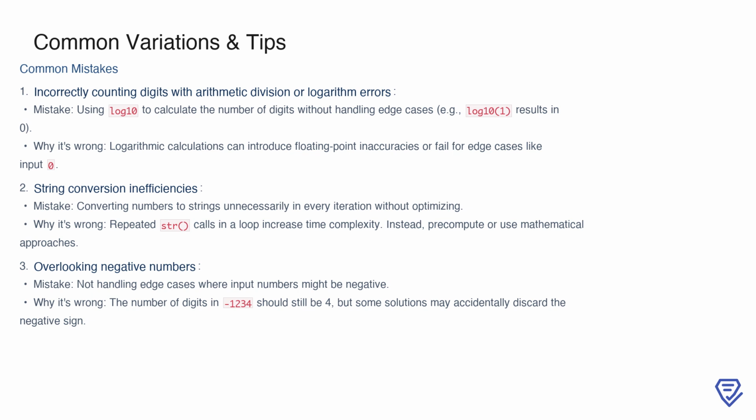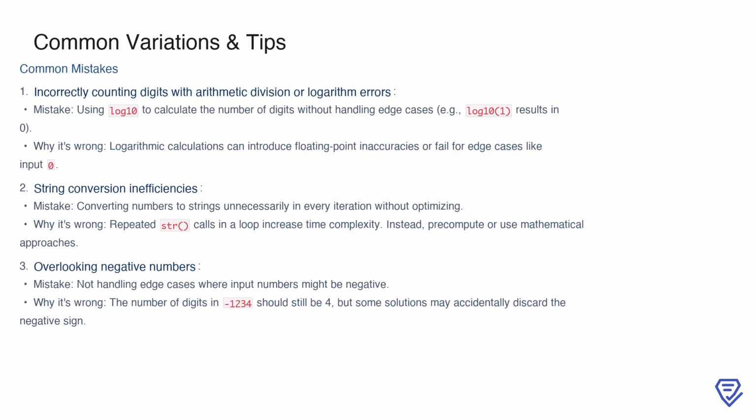First, when using arithmetic division or logarithms to count the number of digits, it's easy to run into errors. For instance, using log10 might seem like a good approach, but it can fail for edge cases like log10(1) returning 0, or when floating point inaccuracies occur. These small inaccuracies can lead to incorrect results. Another mistake is repeatedly converting numbers to strings in every iteration. While this approach feels intuitive, it adds unnecessary overhead to your solution, increasing the time complexity. Instead, mathematical approaches can be more efficient.